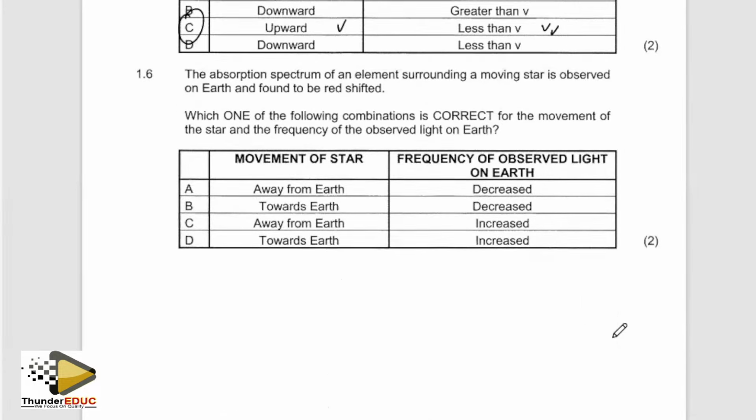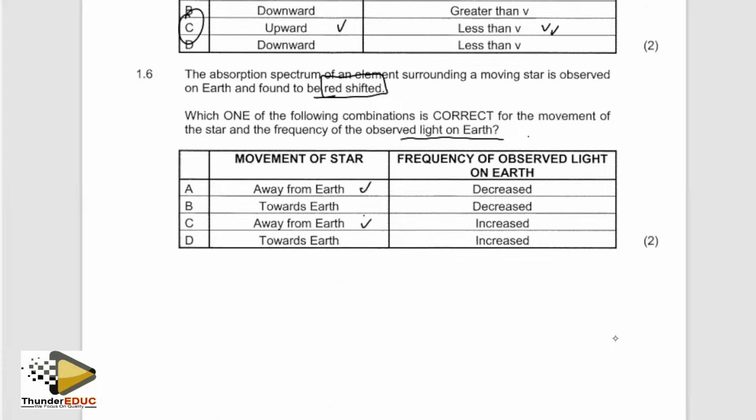1.6. They're telling us the absorption spectrum of an element surrounding a moving star is observed on Earth and found to be red shifted. Which one of the following combinations is correct for the movement of the star and the frequency of the observed light on Earth? For as long as the spectrum observed is red shifted, what must come to our minds is that the star should be moving away. So we have option A and option C.